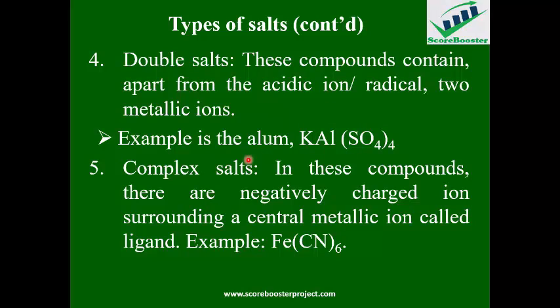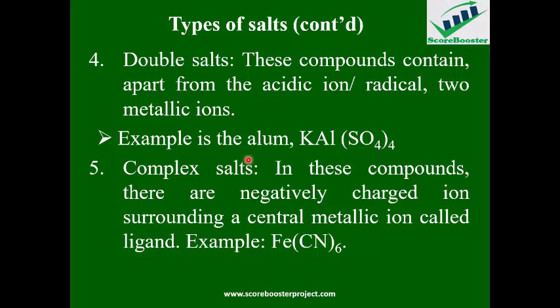Then we have what is called a complex salt. What is a complex salt? A complex salt is just a complex that is formed from what is called a coordinate covalent compound. We have talked about that before. In that compound, we have negatively charged ions surrounding one central metallic ion. That central metallic ion is called a ligand. That is the only positively charged ion there.